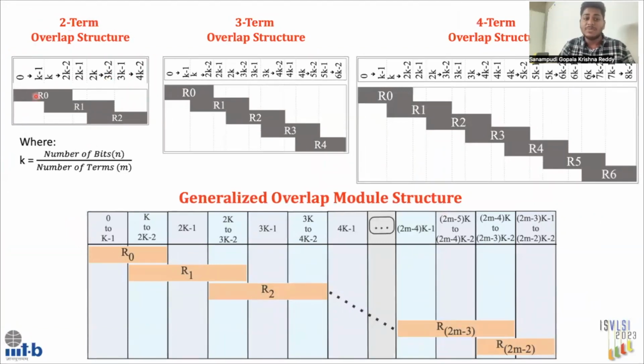This is called overlap structure. Here K is the ratio of number of bits to number of terms. This is the structure for 3 term and this is the structure for a 4 term overlap module. And finally, this is the generalized structure for the n bit m term overlap module.